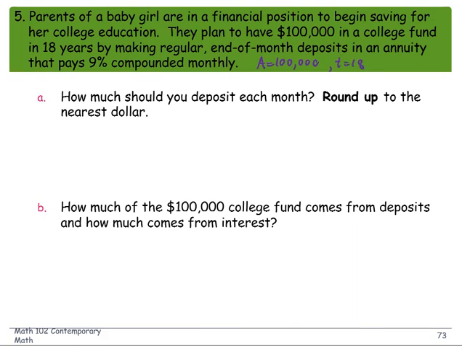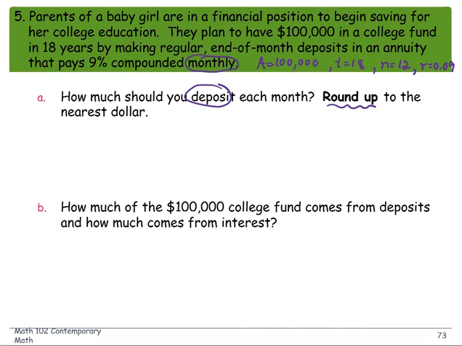End of month deposit, so that means 12 times in a year. So N equals 12. And the key term here that confirms that N equals 12. The rate R equals 9%, so R equals 0.09. We're going to find out what is the P value, or the deposit for each month, in part A. After that, we're going to round up to the nearest dollar.